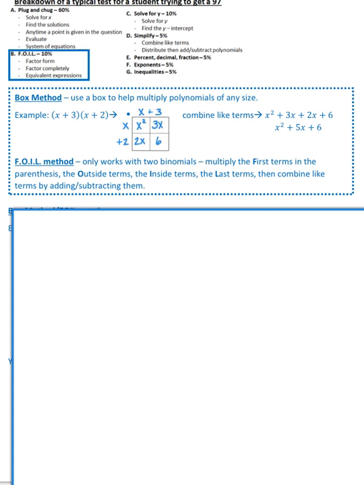But like I said before, this only works with two binomials, so I would not suggest using this method. Let's get to an example.